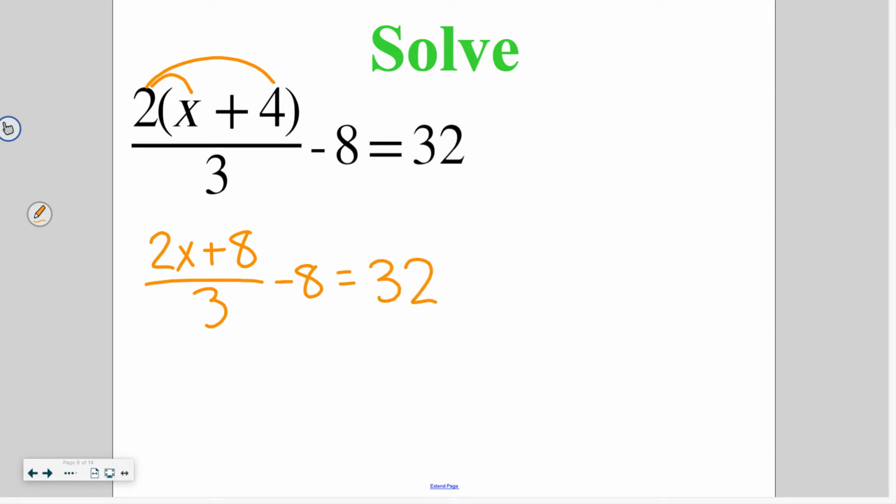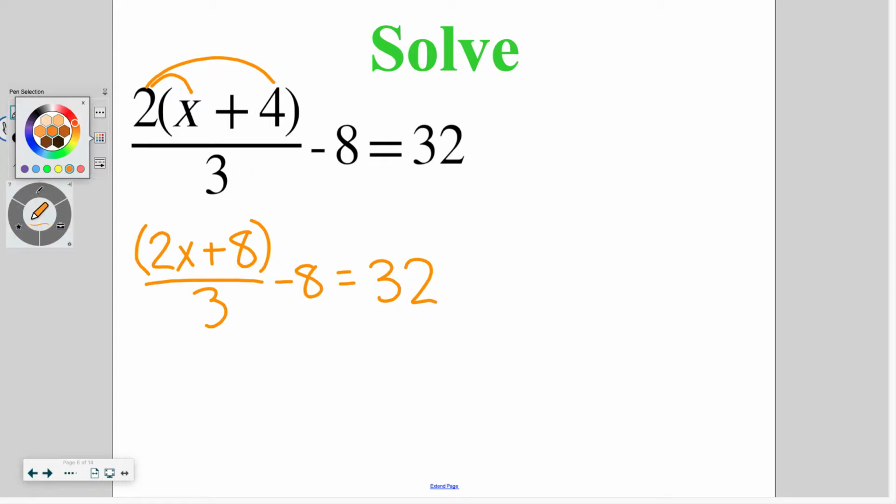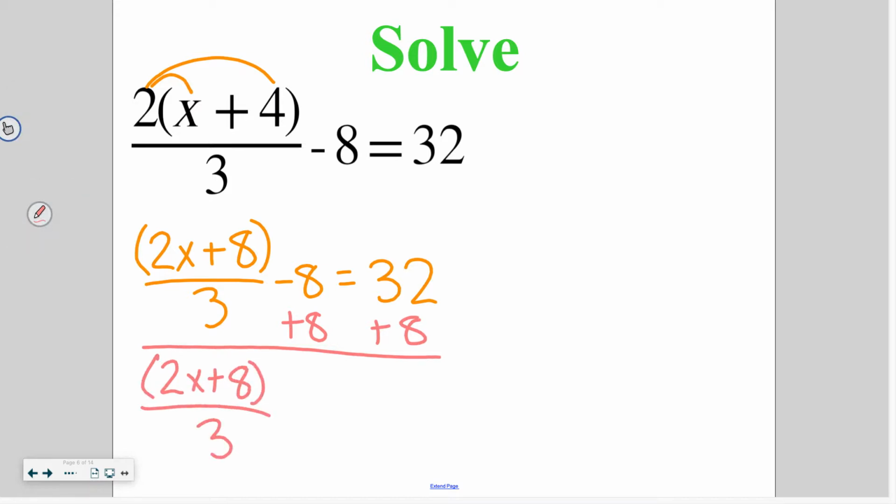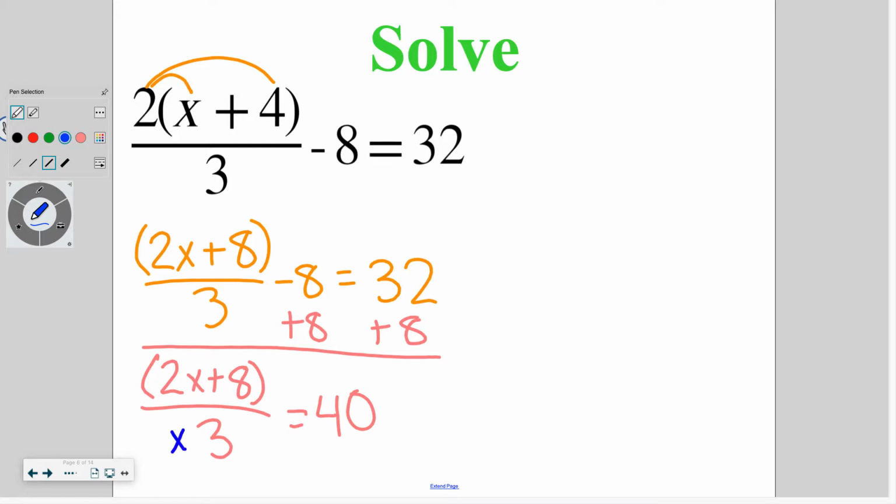Now, even though the parentheses are gone, this is still a group on top. So if it helps you to put parentheses there to indicate you still want to do that last, you can. My next step here is going to be to add 8, getting rid of my subtraction. And I've got 2x plus 8 over 3 is equal to 40. Then I'm going to get rid of that division by 3 with multiplying by 3.